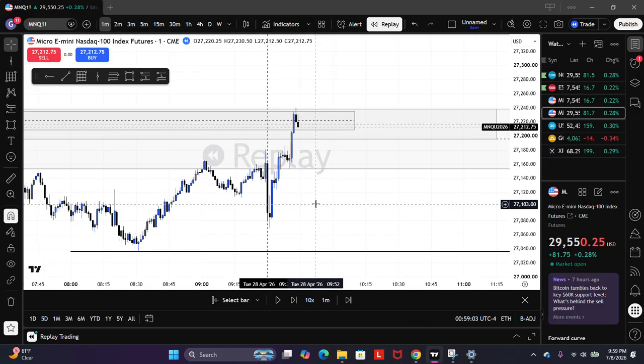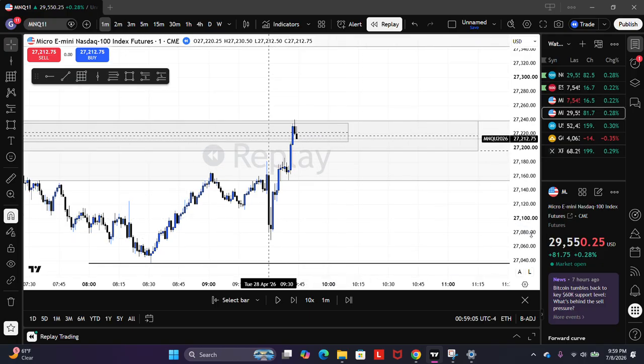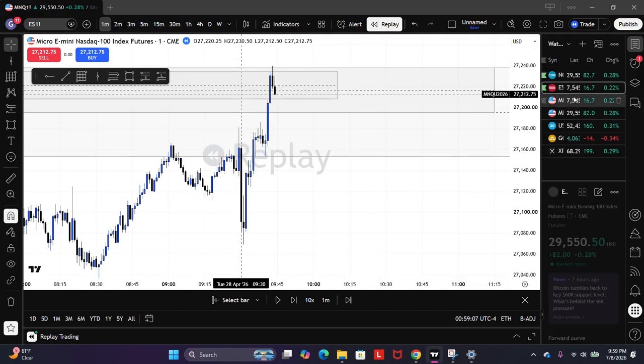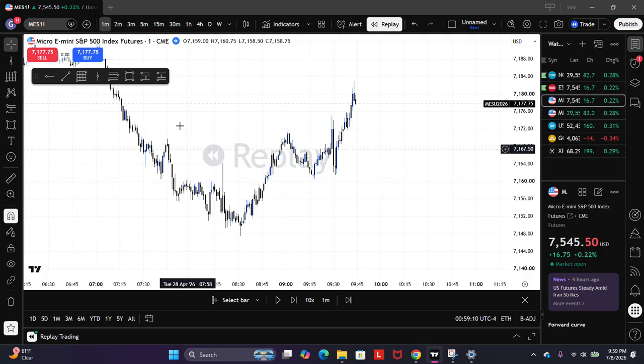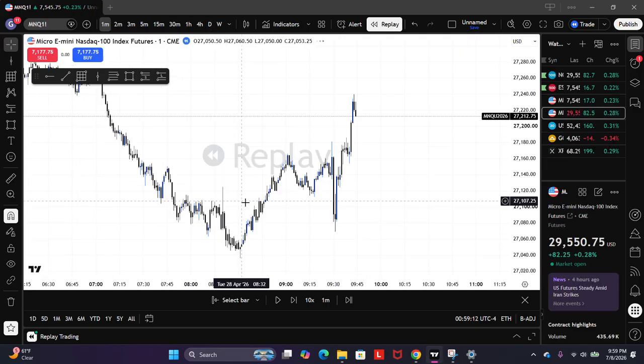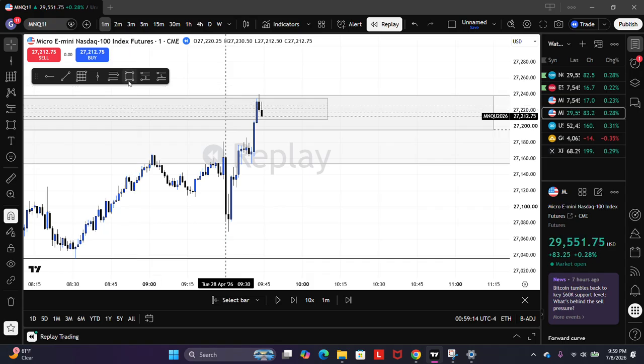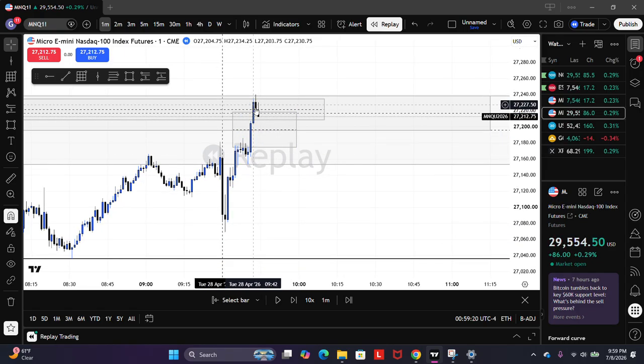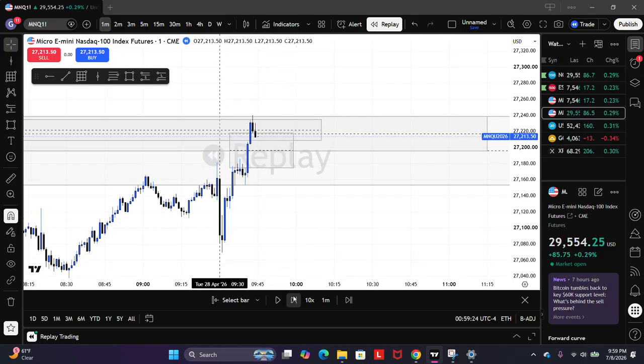So let's see. We retraced all the way up into that. I guess it's good to look at it like this. Yeah, we definitely haven't done anything on that, took out a low or anything. So now I'm looking for this fair value gap combined to get taken out, unless we make a low right here and displace through this together and market structure shift.